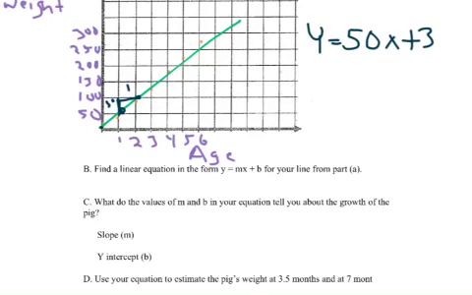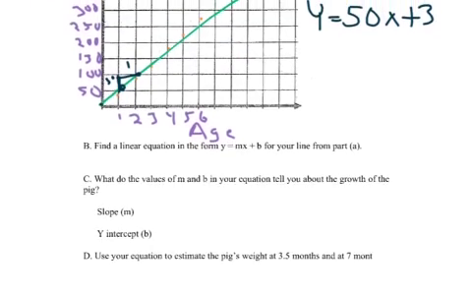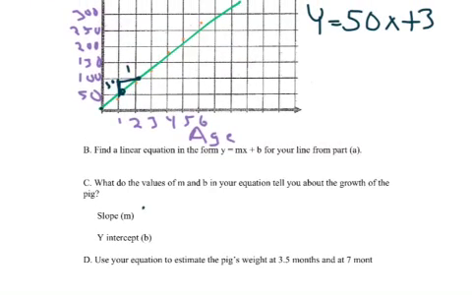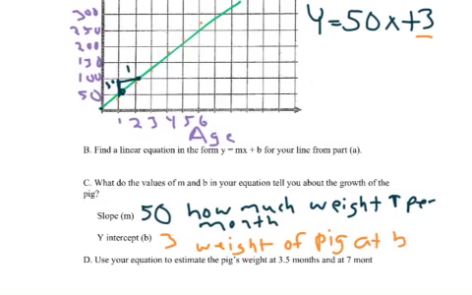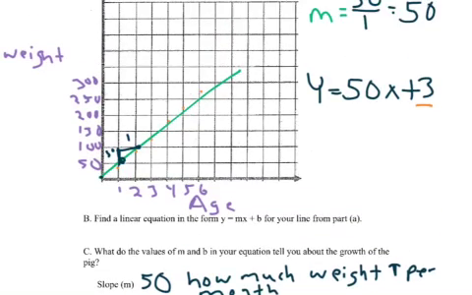So what do the values of m and b tell us in terms of this situation? Well, my slope was 50, and that's how much the weight increases per month. And the 3, which was right here, was the weight of the pig at birth. So basically, roughly, this pig starts off weighing 3 pounds, and then it increases 50 pounds per month.